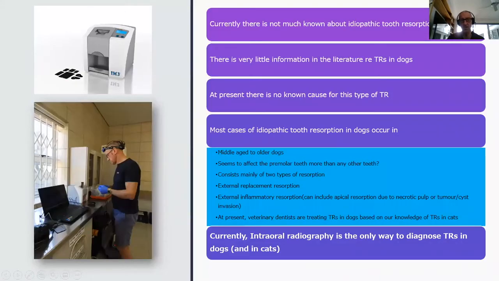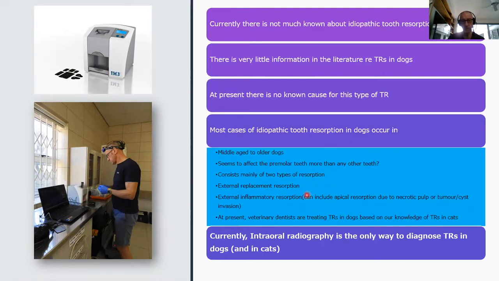So currently there is not much known about idiopathic tooth resorptions in dogs. There's very little information in the literature. We don't know the cause, but we do know a little bit about it. We do know that it does occur in middle-aged to older dogs. It seems to affect premolar teeth more than any other teeth, although it can affect other teeth, such as canine teeth. It consists mainly of two types of resorption.